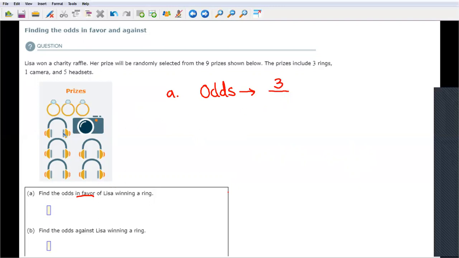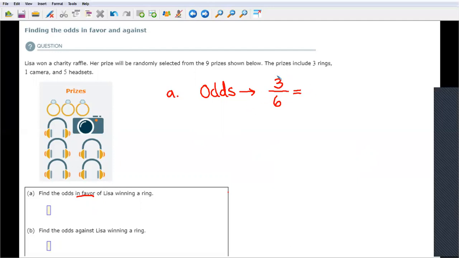And then on the bottom would be your unfavorable outcomes. So she would not win the ring if she won the camera and the 5 headsets. So you take the 1 and the 5, add them together, and you get 6. Now hopefully by now you notice something here, and that's that this fraction right here can be simplified.